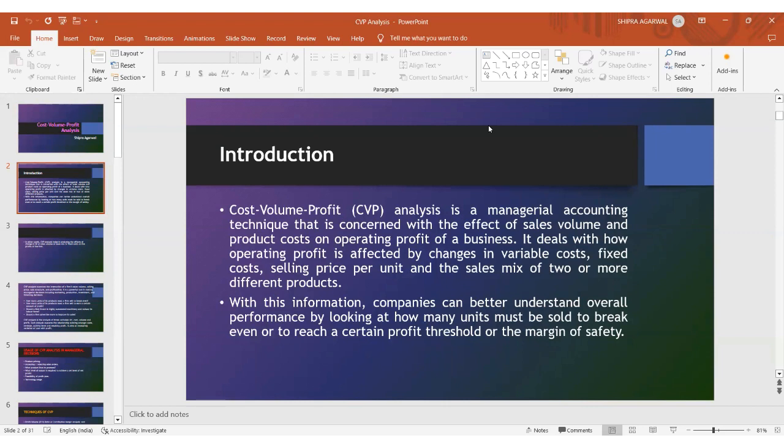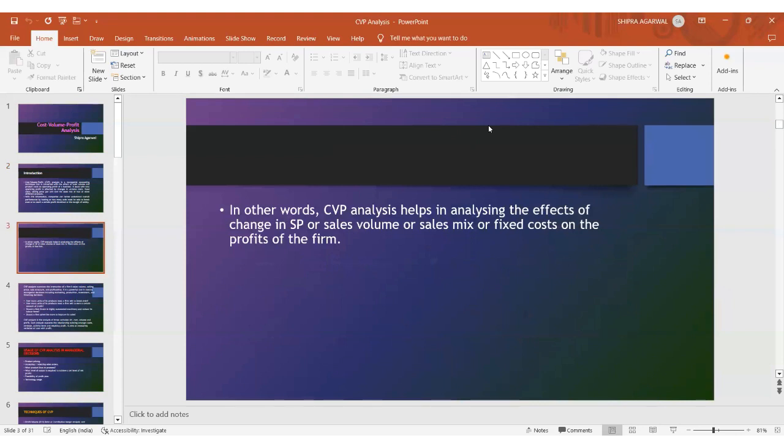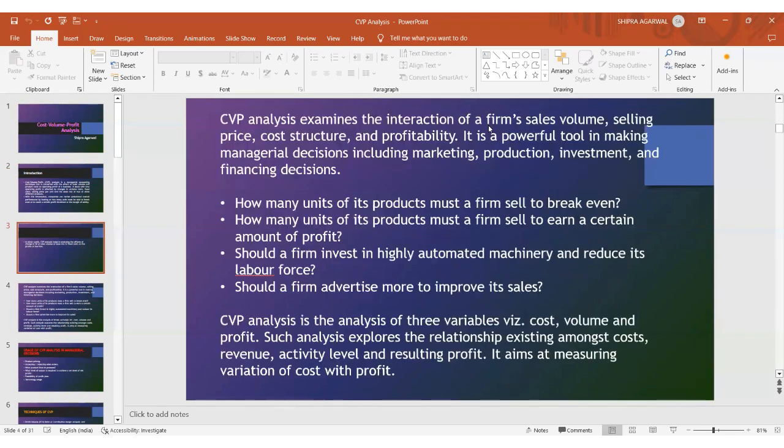And either you want to know your break even point, or if not break even point, because if you have already crossed your break even point, then certainly you are not bothered for that. So in that case, you want to know a particular level of profit that you want to achieve, right? Or you want to know your margin of safety, like how much safety you have within your operations, right? So as a result, we can say the CVP analysis helps in analyzing the effects of changes in the selling price or sales volume or sales mix or fixed cost on the profit of the firm.